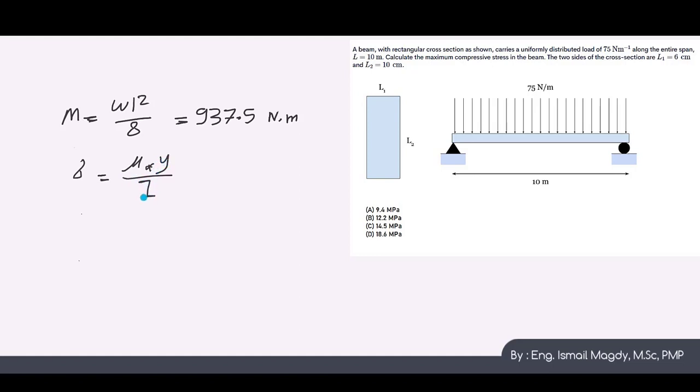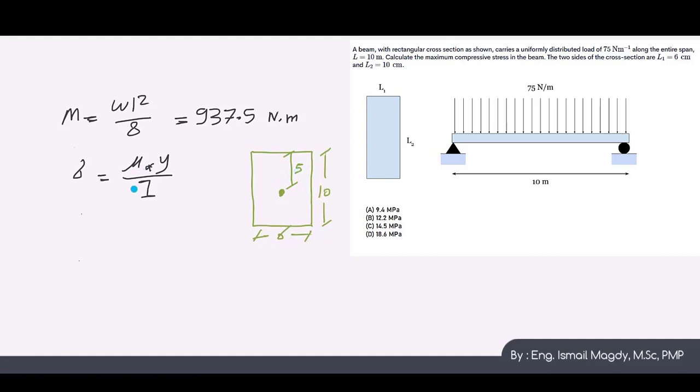So now we have the value of the moment, and we know that the stress equals My over I. This is our section. This is 6 cm, and this is 10 cm. And we want to calculate first y and I. Y is the distance between the centroid to the fiber that has the maximum compression, which, based on this moment, will be the top fiber. So this is the location of the centroid, because this is a rectangle, so it is exactly in the middle, and this distance is 5 cm.